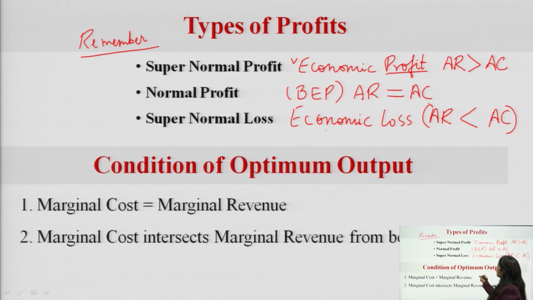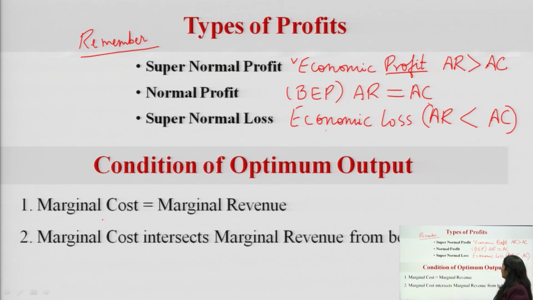So, what is the situation? The condition of optimum output is that the marginal cost should equal the marginal revenue. So, we will get the optimum output at a point where these two things are equal. We have already discussed in the previous lecture what marginal cost and marginal revenue are. Then the second condition is that the marginal cost should intersect the marginal revenue from below.